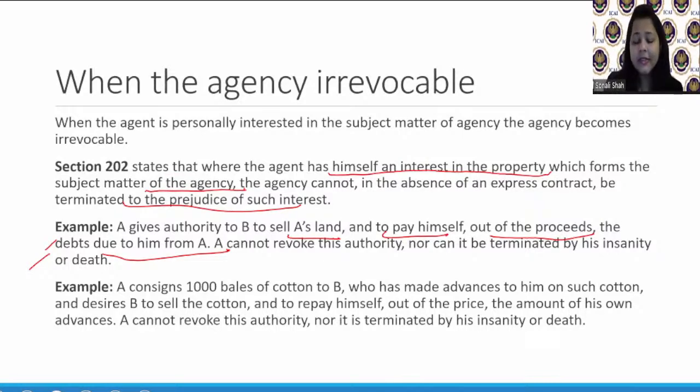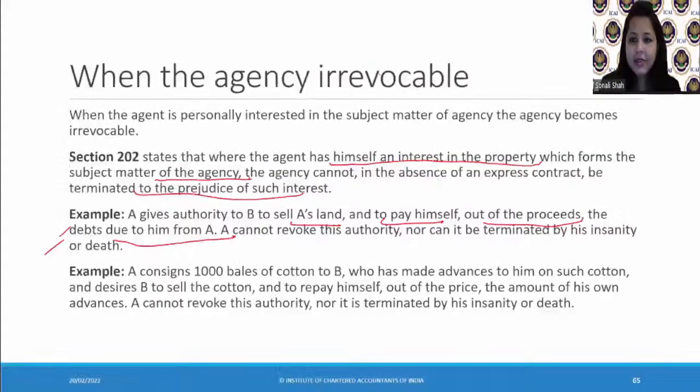So is this clear? Guys, is this clear? The language can be a little tricky here, but I hope it's clear to all of you.